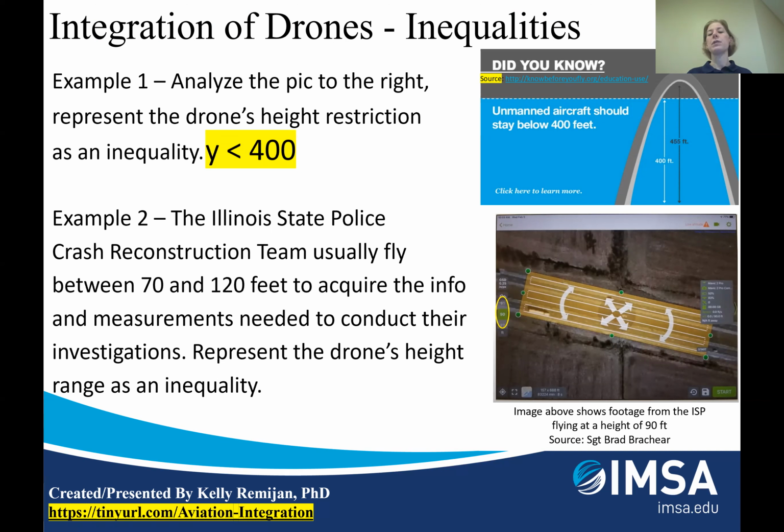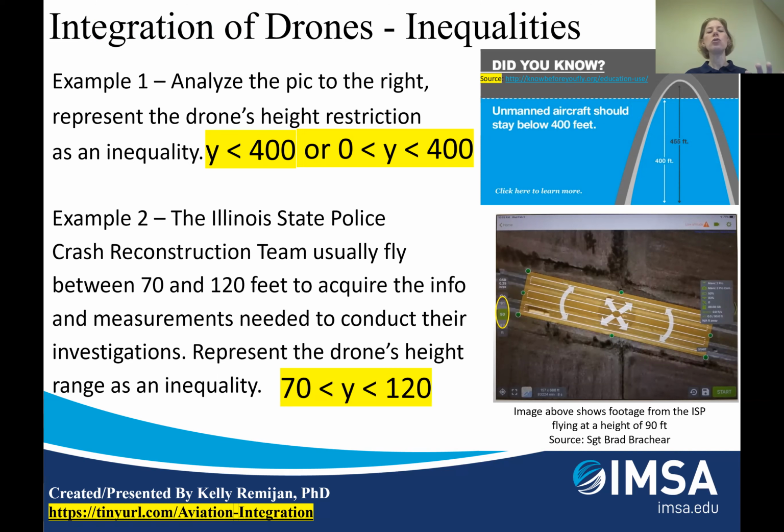And so that can be represented as an inequality, or it can be represented as a compound inequality, because that drone is not going to be flown below the ground. And so it has to be what I call an in-betweenie. The Illinois State Police crash reconstruction team usually fly between 70 and 120 feet to get their information.